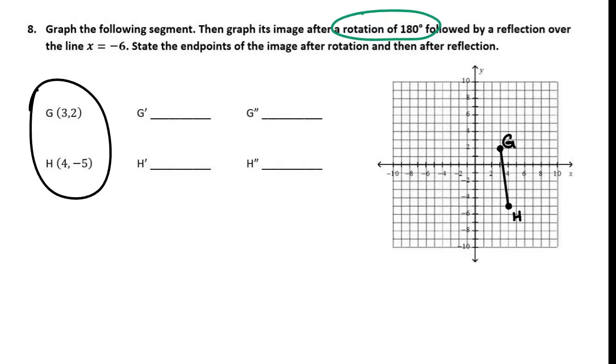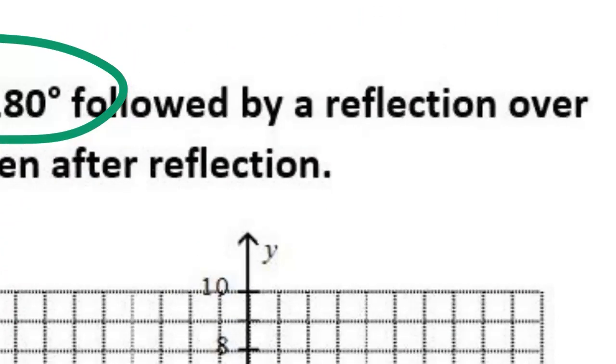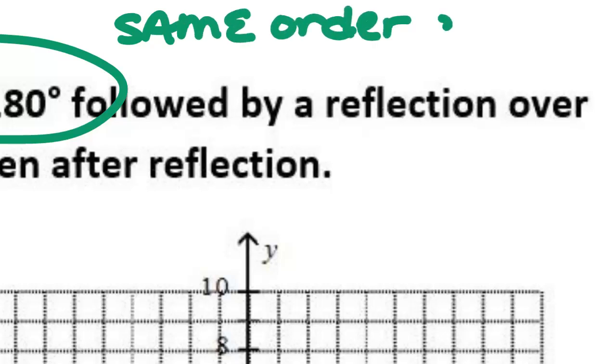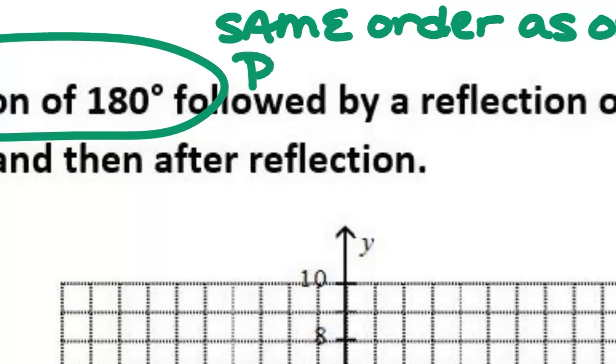Are my points both lying in the same quadrant? No. So when I rotate them, they're not going to the same quadrant because they didn't start off in the same quadrant. If I go 180 degrees, do I switch the order of the numbers around? No. Same order as my original point. But we're going to have to match our signs.